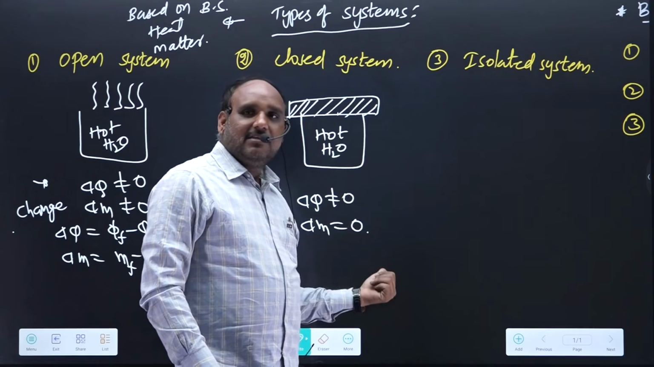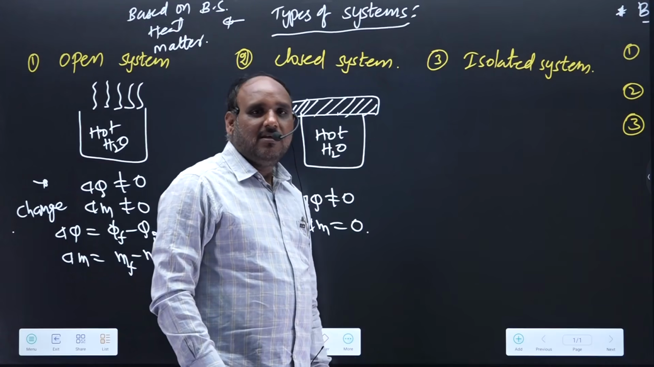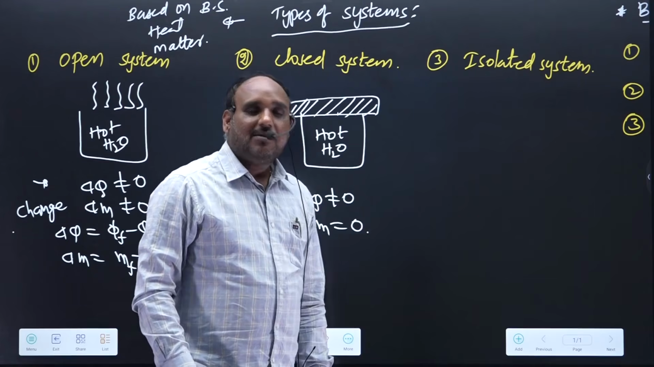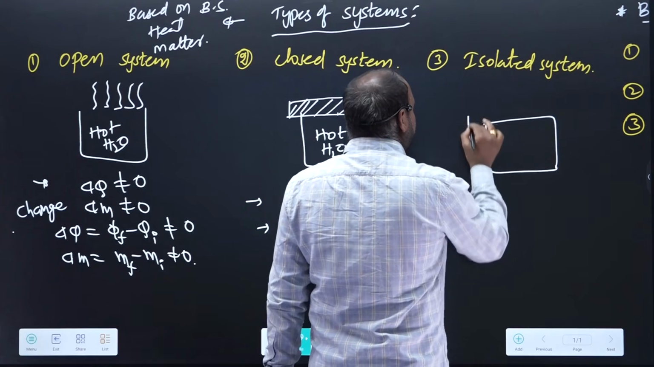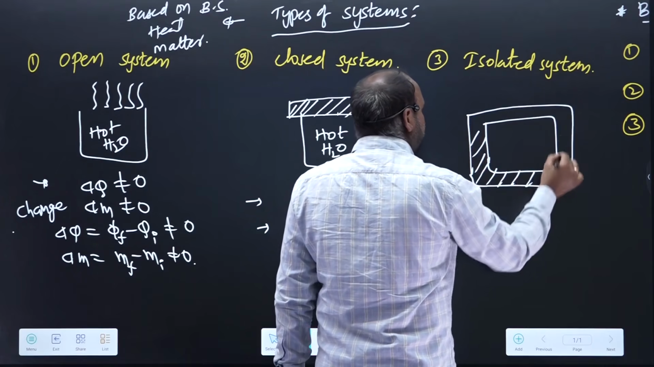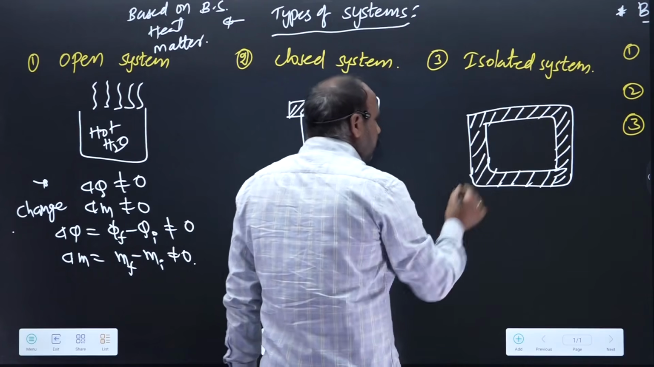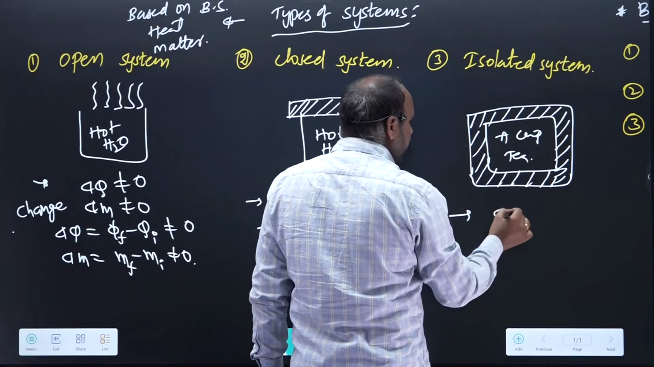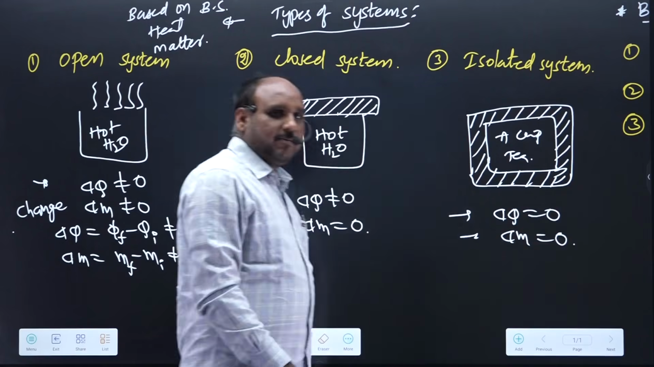Both heat energy and matter do not exchange with its surroundings, right? Example of an isolated system: a thermos flask. Just consider a thermos flask in which a cup of tea is present, which is made with isolated phenomenon, right? Neither heat energy nor matter will exchange with its surroundings.